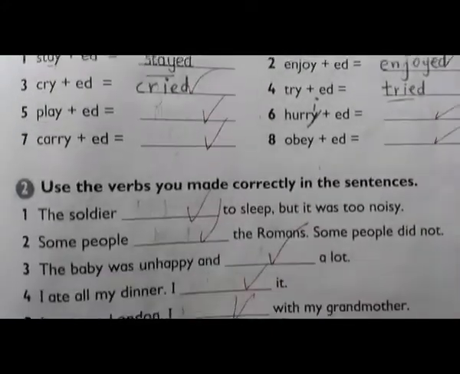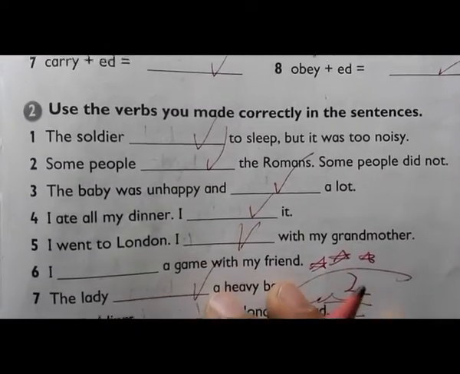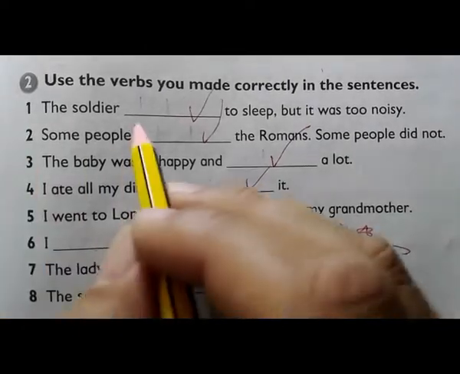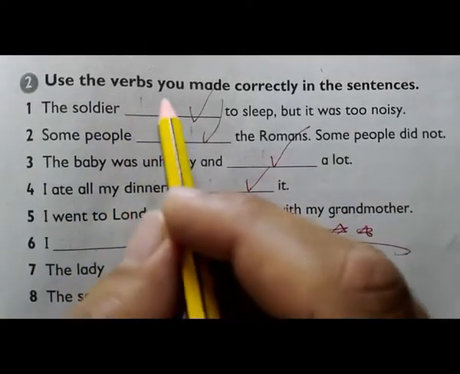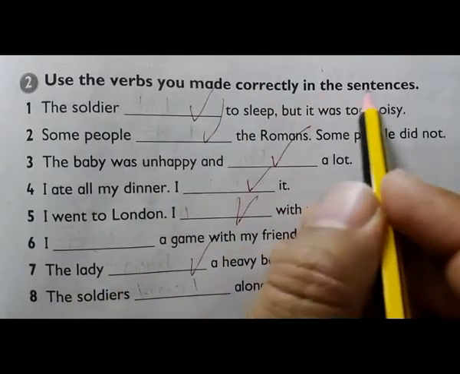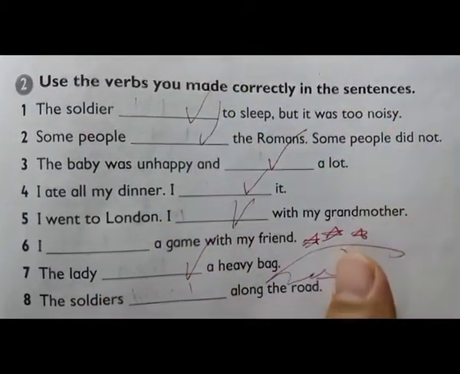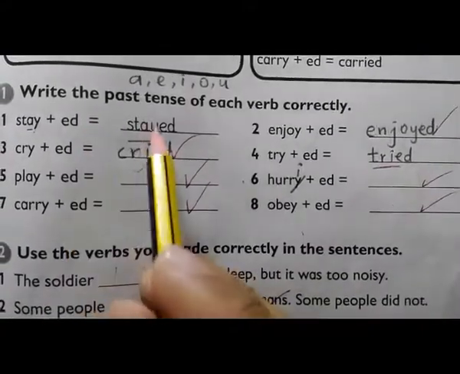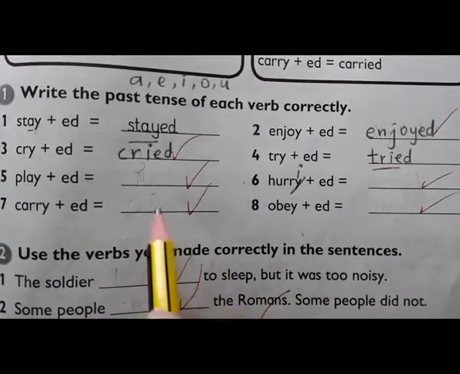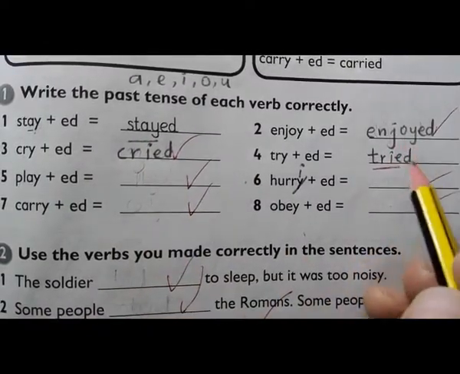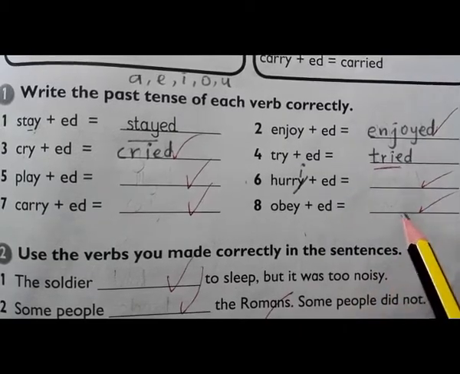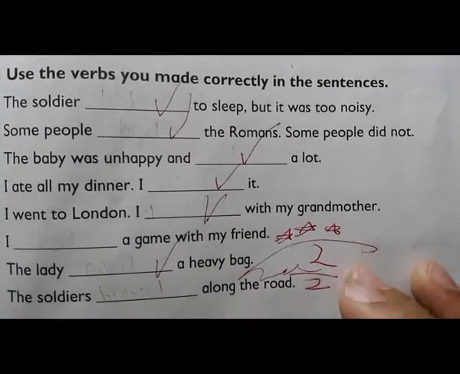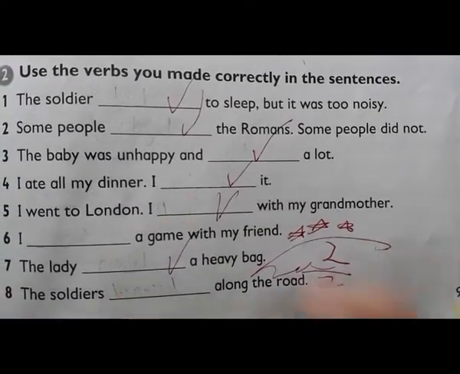Here is question number 2. Use the verbs you made correctly in these sentences. The words we made in question number 1, like stayed, cried, played, carried, enjoyed, tried, hurried, obeyed. We will use these past tense forms in these blanks. Let's see.